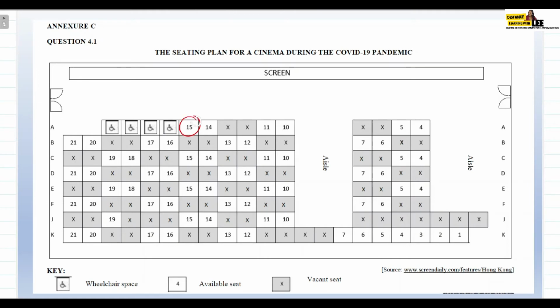So we need to count the seats. It's 1, 2, 3, 4, 5, 6, 7, 8, 9, 10. So those are all the seats that we're going to be counting, okay? So guys, you're going to keep counting all of those seats. And you'll find that when you count all those white seats, you get 66 seats. 66 seats were available during your COVID-19 pandemic. Okay, so you'll find that it is 66 seats.